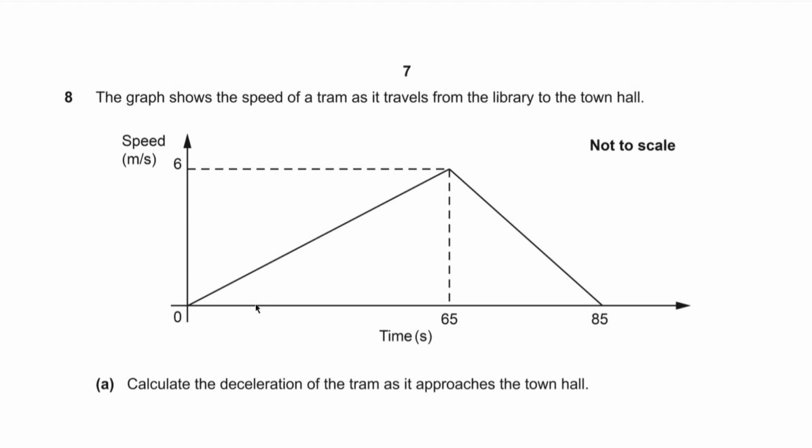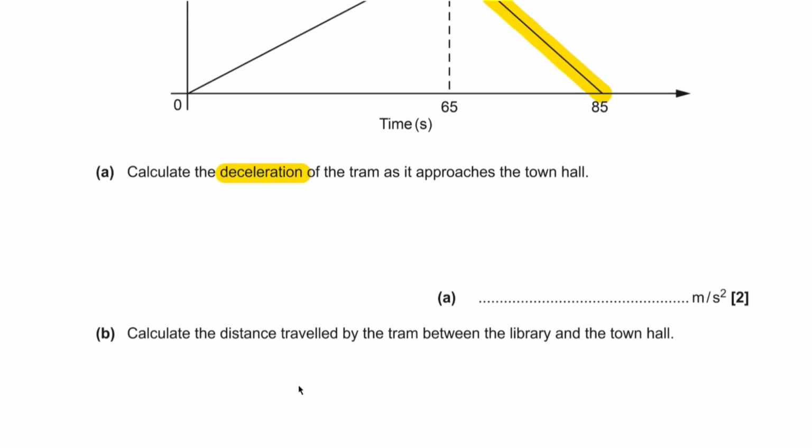Question number 8. The graph shows the speed of a tram as it travels from the library to the town hall. Part A, calculate the deceleration of the tram as it approaches the town hall. Well, that will be the gradient of this portion here. So this is what the deceleration is given by.